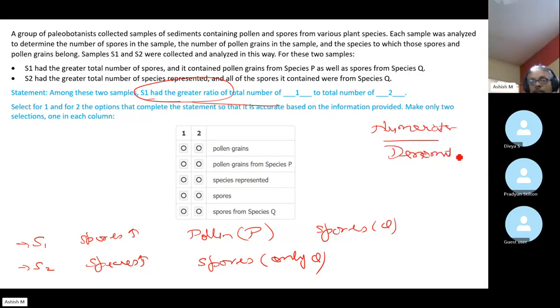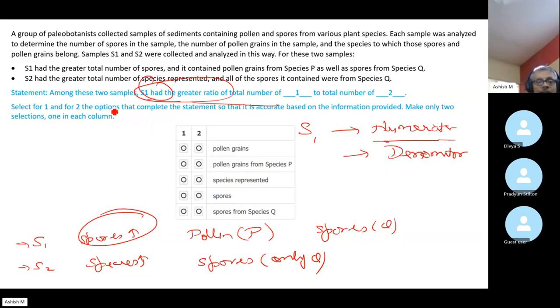When will we maximize this? Absolutely, when the numerator is more and the denominator is less. So for S1, tell me what numerator is more. We are clearly given that for sample S1, spores are more. So we have to maximize the numerator, so obviously spores would be on the right.